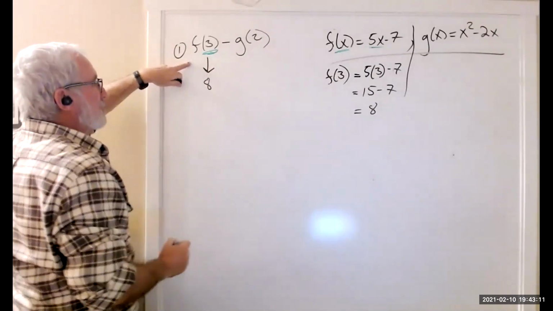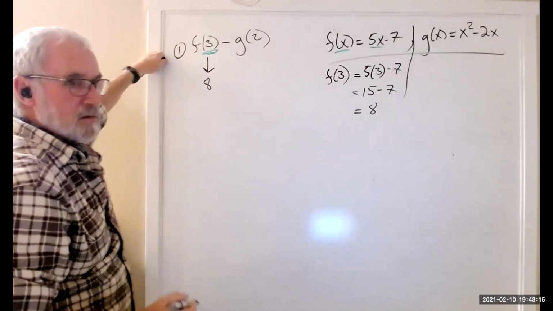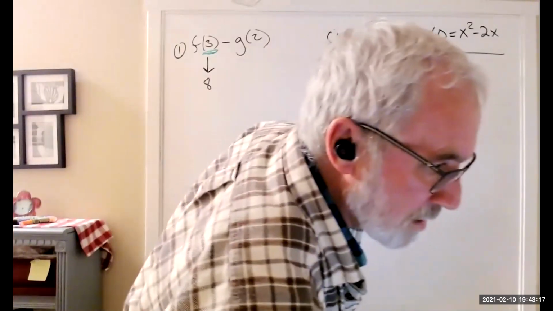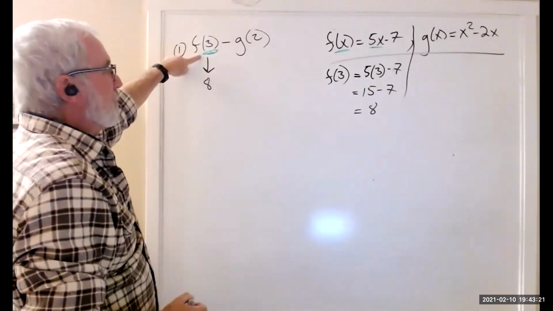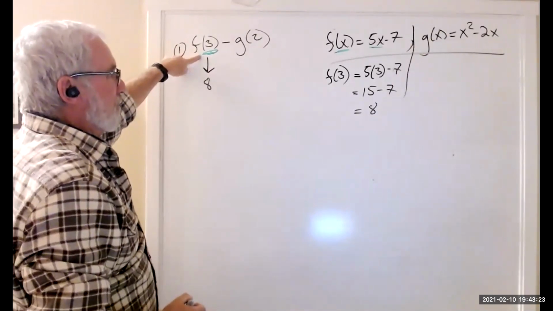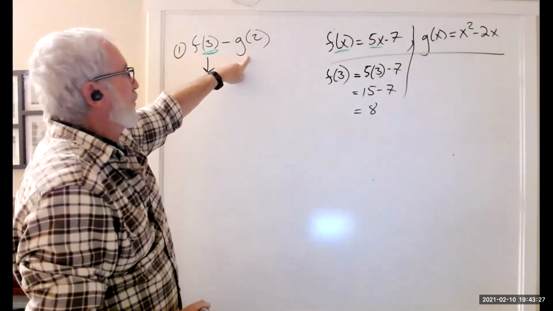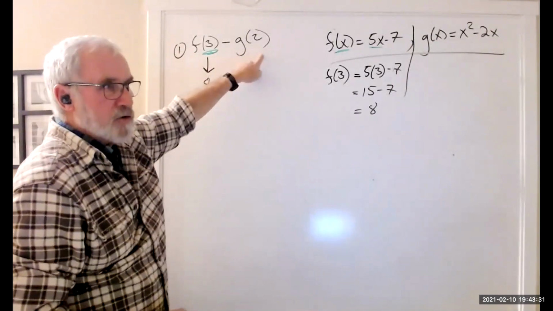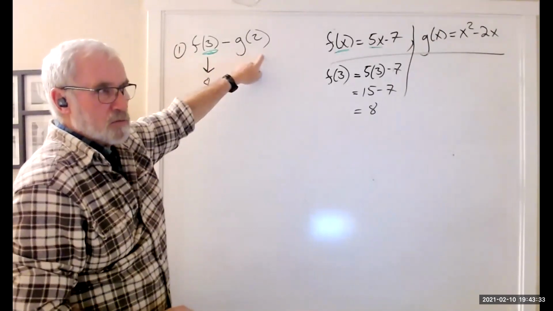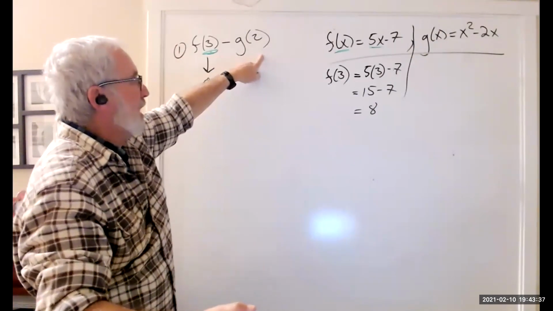So are we putting 3 wherever x is? Yes. Now, the second half of this problem says look at the g function and plug in 2 in place of x. That's the implication.